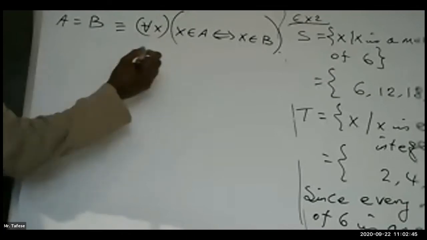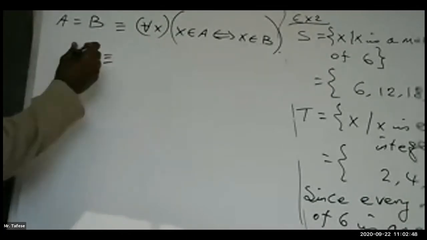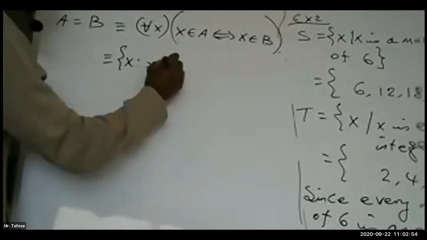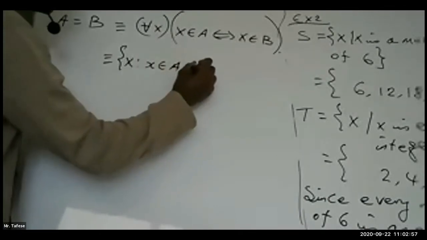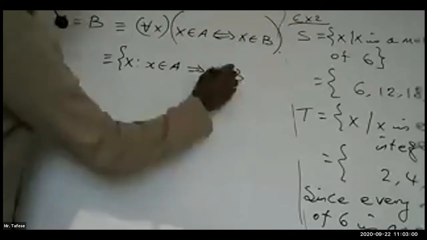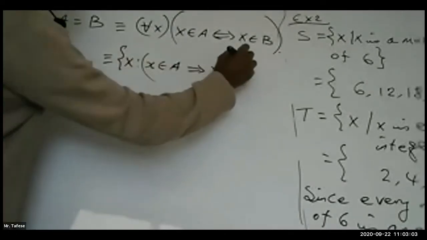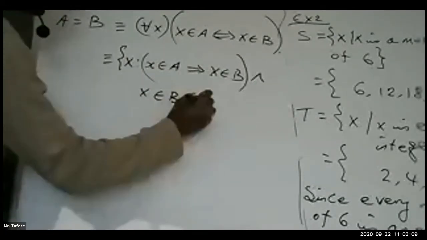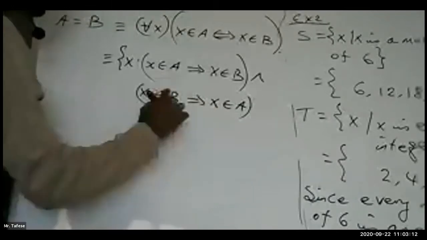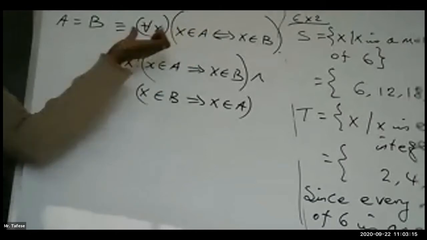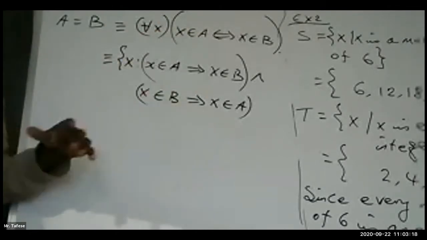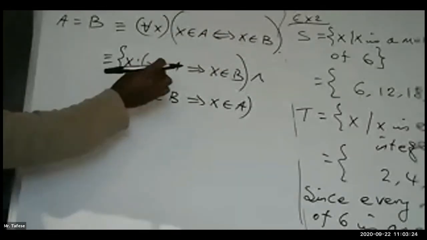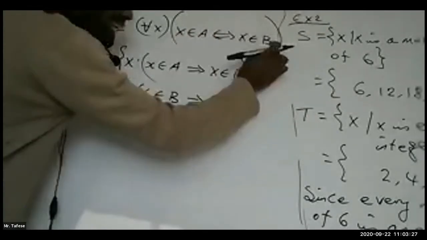Or this can also be expressed as the set of all X such that X is an element of A implies X is an element of B, okay? And X is an element of B implies X is an element of A. So the same, okay? Whether we express A equal B in this form or in this form, both are the same. Because by implication, the two-way arrow means from A to B and from B to A.